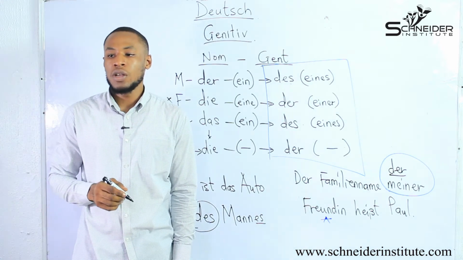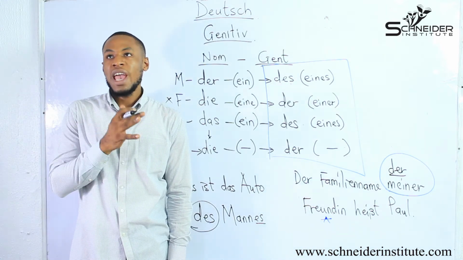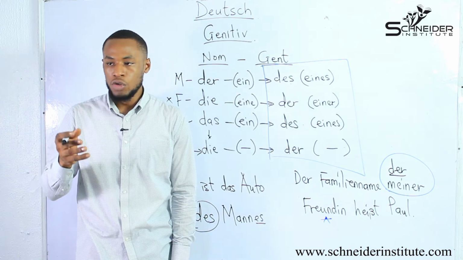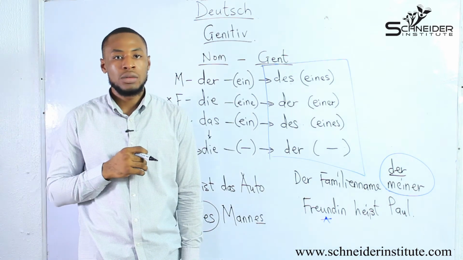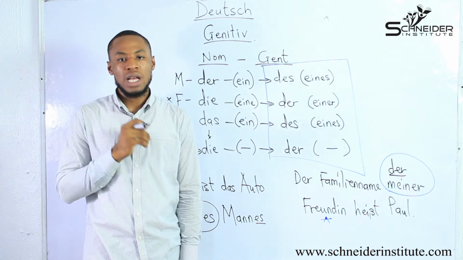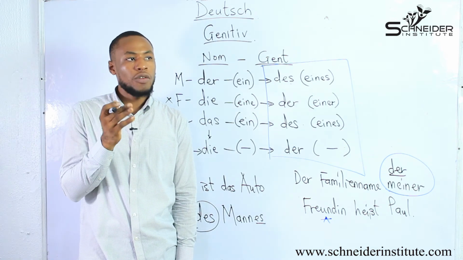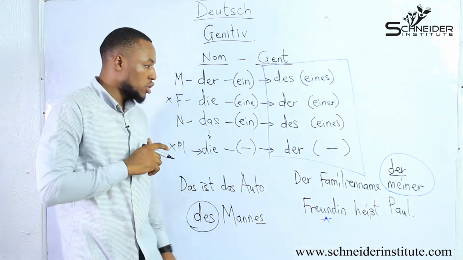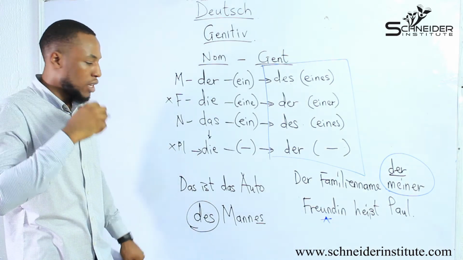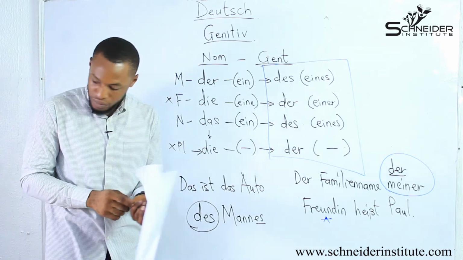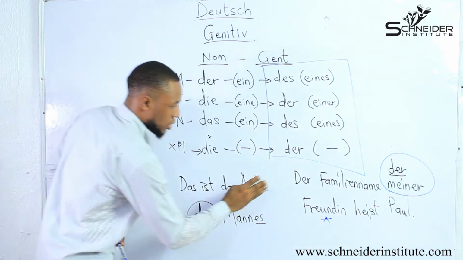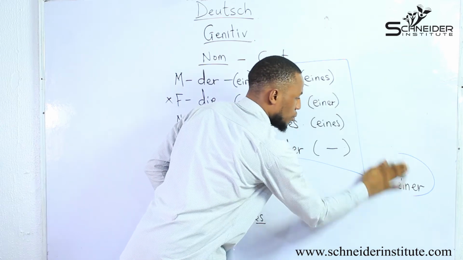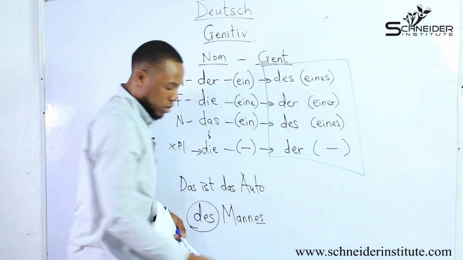If I want to say the end of the movie was bad, how do I write that? First of all, what is the article for end? The end is simply das Ende. So I want to write that here. The end of the movie was bad.